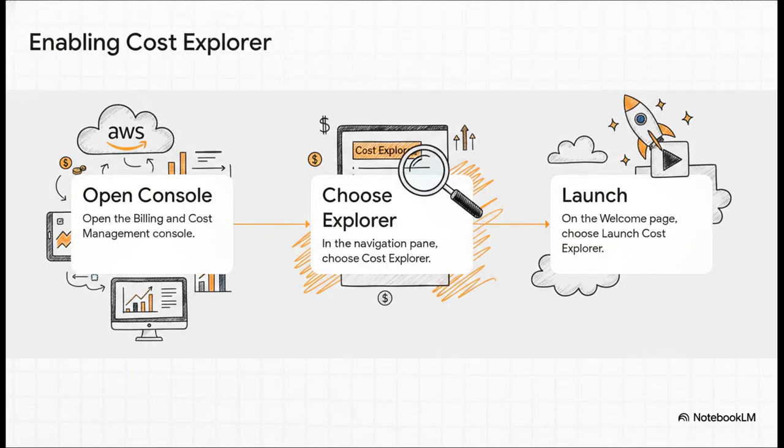And you know what the best part is? Getting started is ridiculously easy. It's a piece of cake. You don't have to install anything. It's literally a 3-step process right inside the billing and cost management console. You just open the console, click on Cost Explorer, and then launch it. That's it. AWS makes this so accessible, there's really no excuse not to be using it.